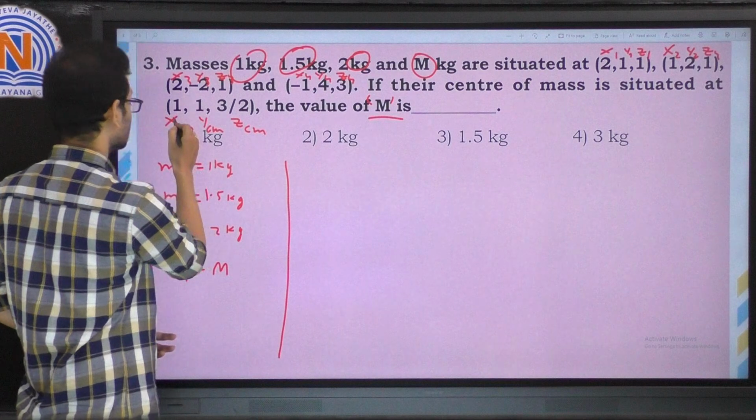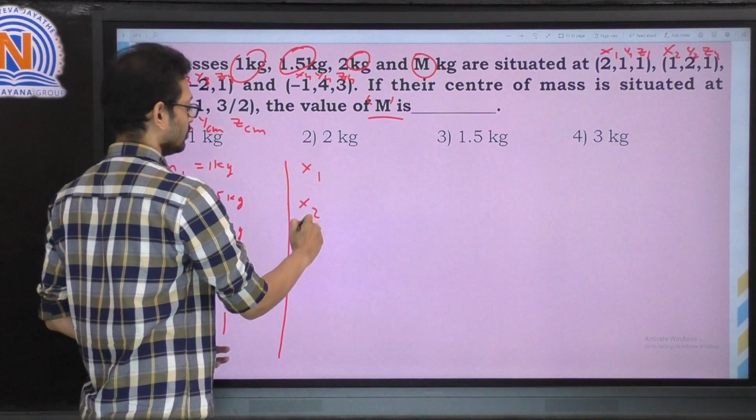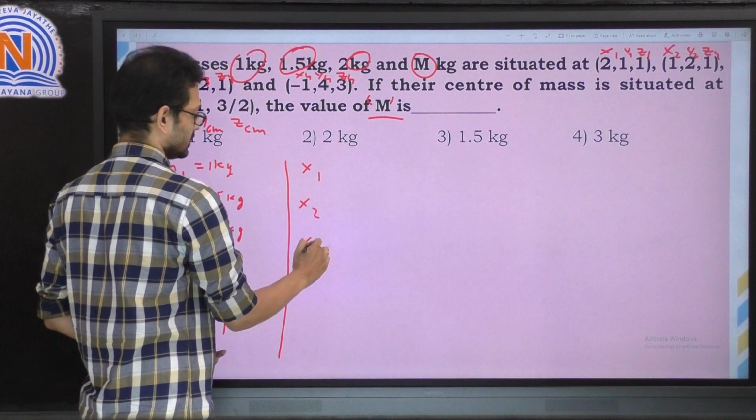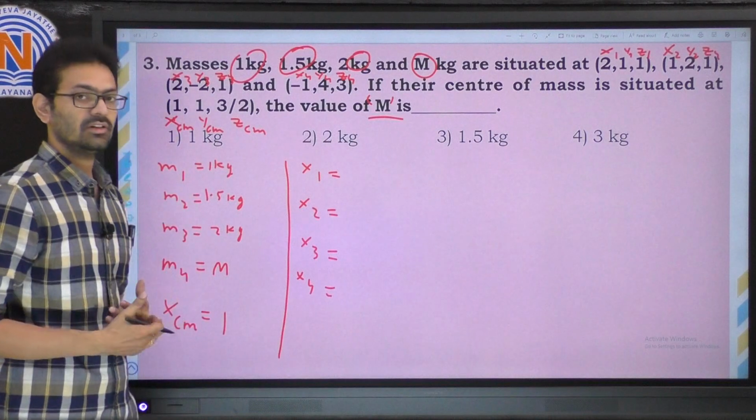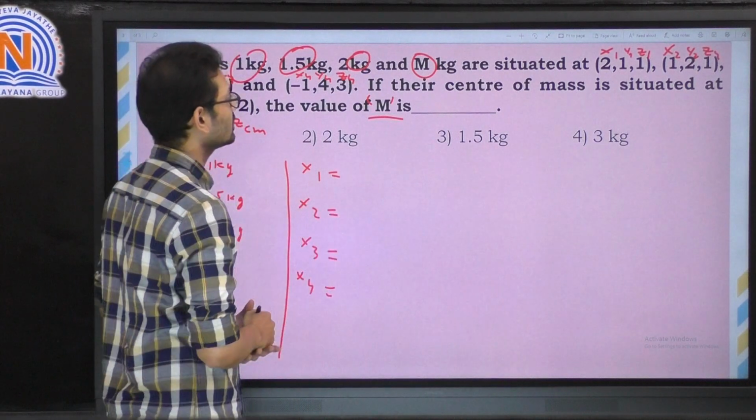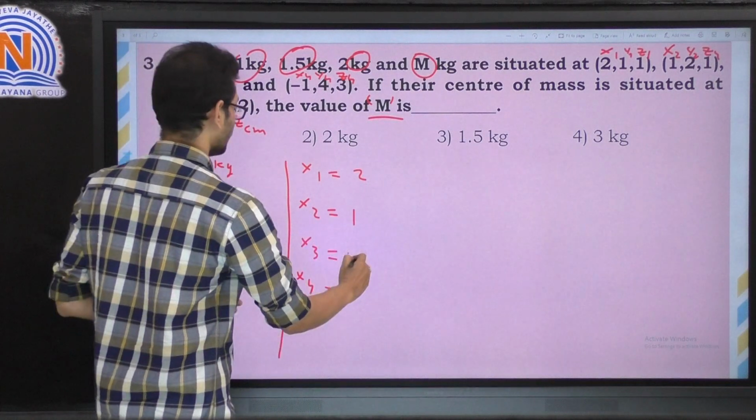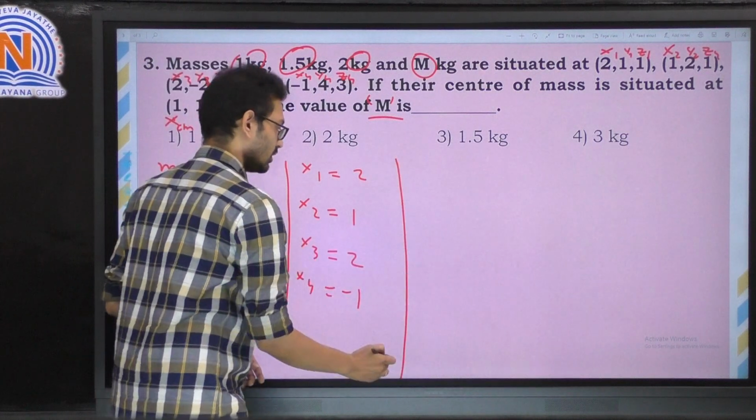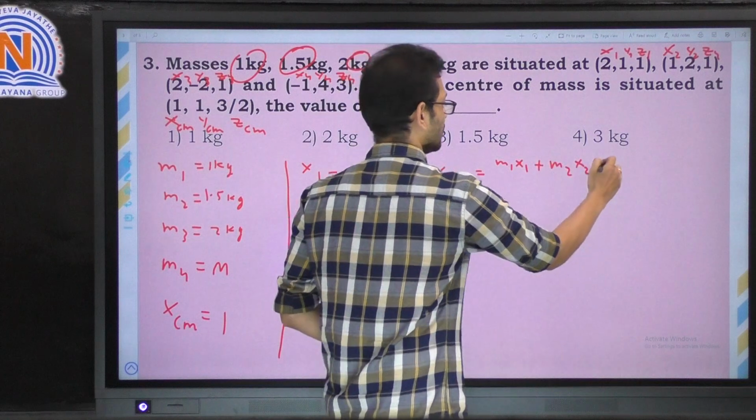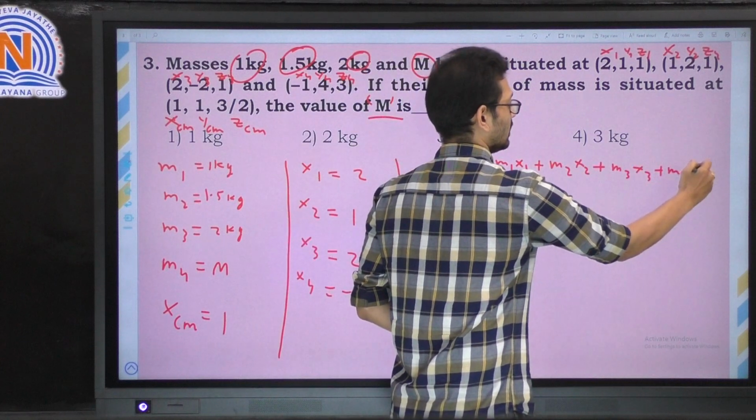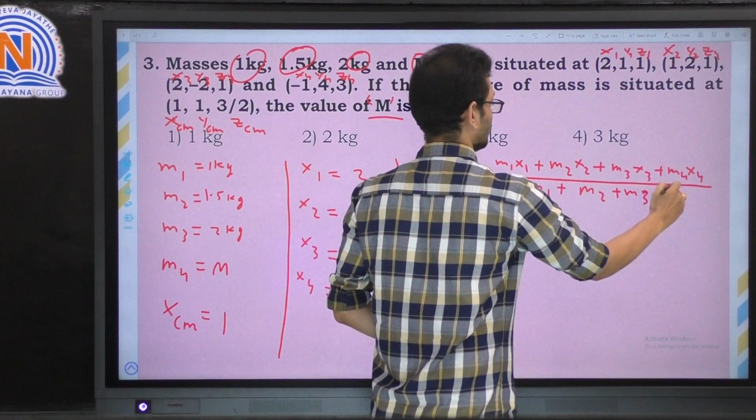So my x center of mass is 1. Only the x components I will take, because I would like to find the value of m. I will use the center of mass formula and try to find that m. Now x1 is 2, x2 is 1, x3 is 2, x4 is minus 1. The x center of mass formula is m1 x1 plus m2 x2 plus m3 x3 plus m4 x4, by m1 plus m2 plus m3 plus m4.